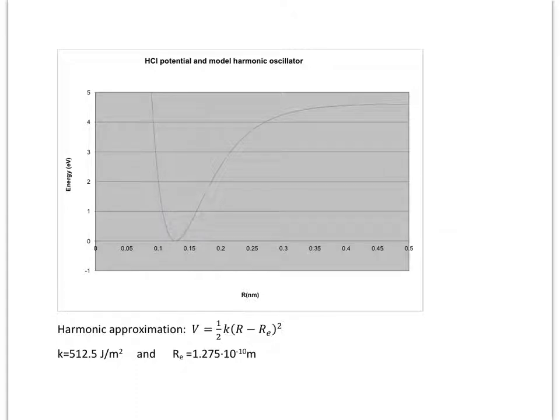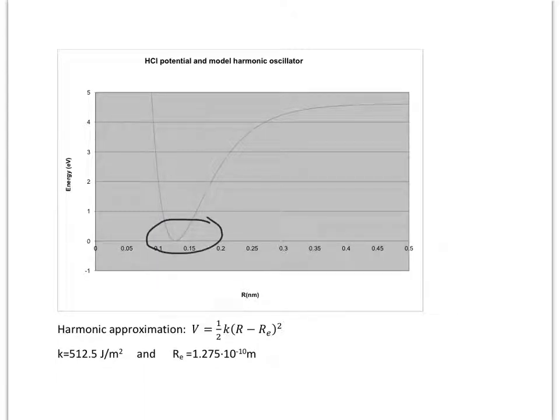So this shows the HCl potential energy curve, like I showed you before, and then superimposed on that in the red curve is a parabola that is often used as a model. That parabola represents a so-called harmonic potential. And you'll notice that it is not a very good fit unless you are very close to the bottom of the potential energy curve, say down in this region.